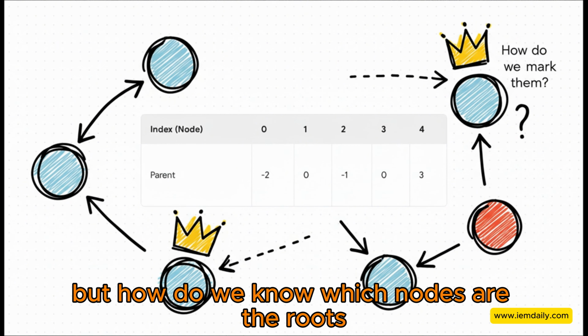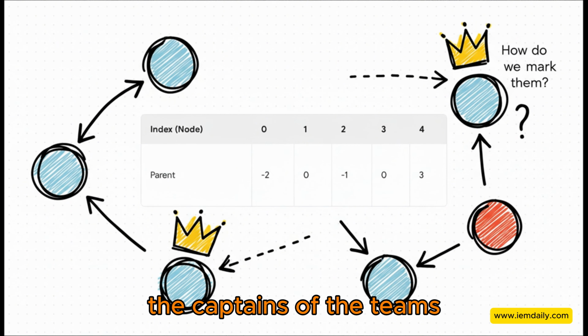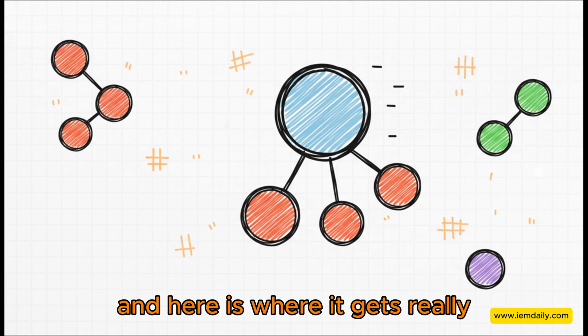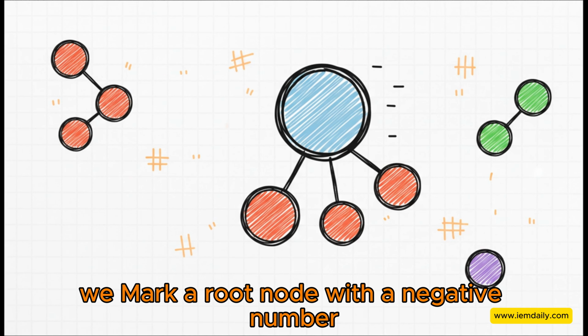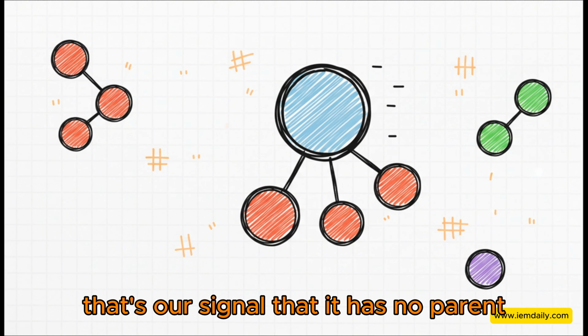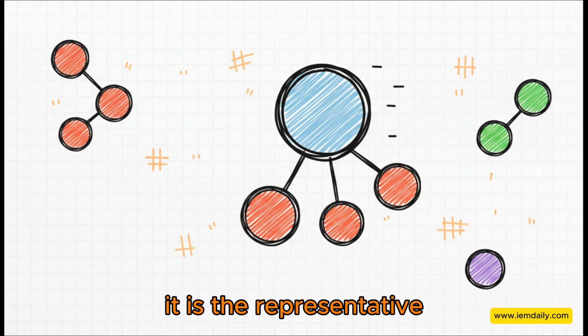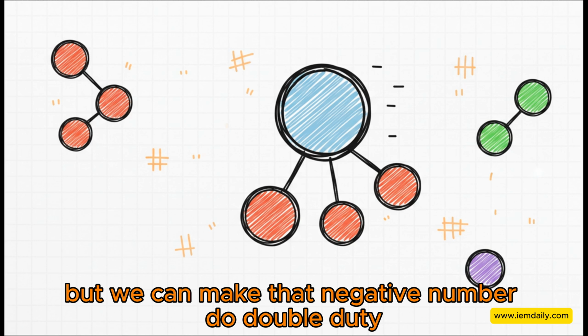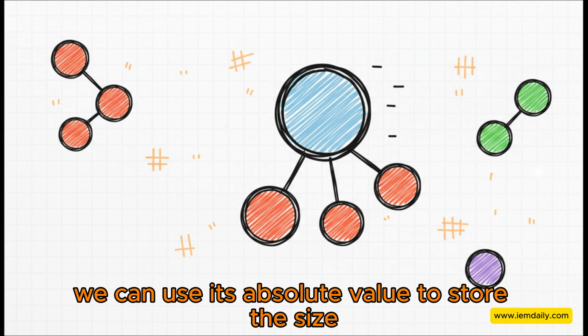But how do we know which nodes are the roots, the captains of the teams? And here's where it gets really clever. We mark a root node with a negative number. That's our signal that it has no parent. It is the representative. But we can make that negative number do double duty. We can use its absolute value to store the size of the group.